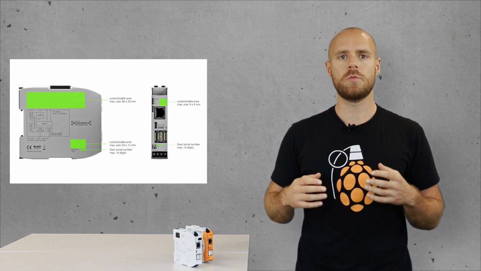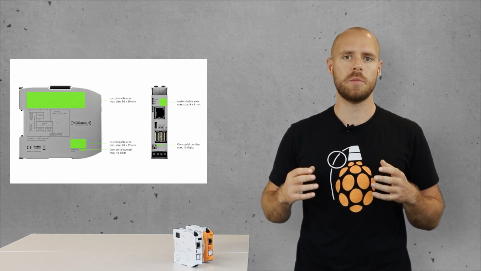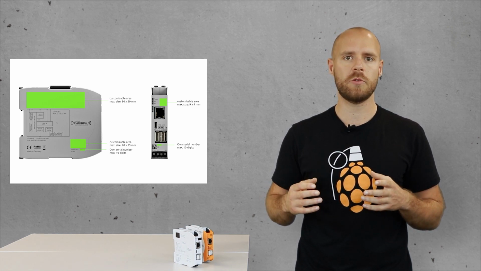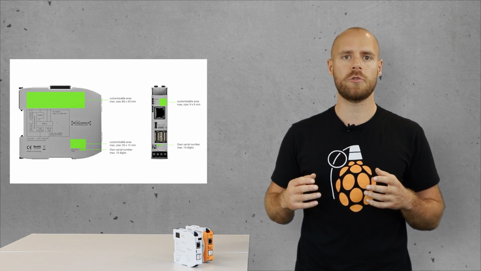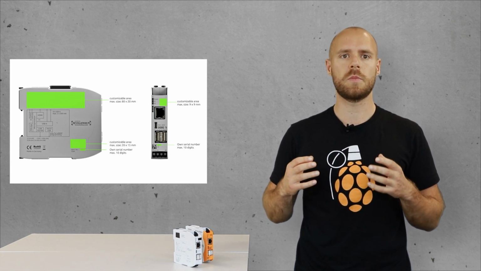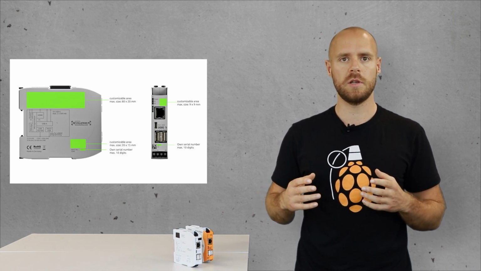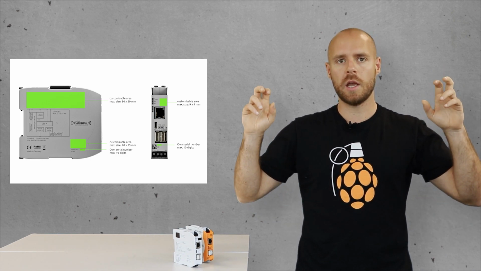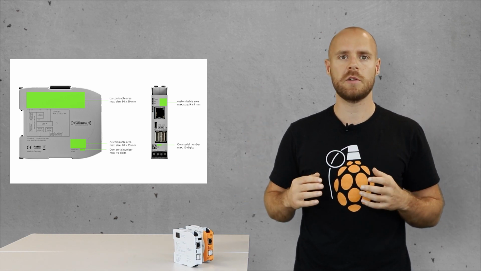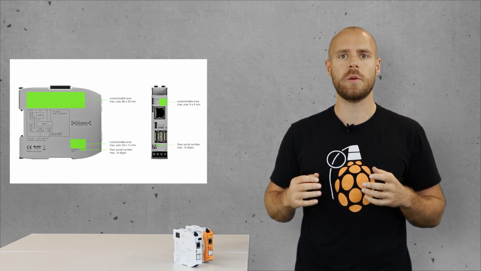Furthermore, due to production requirements, some information such as the data matrix codes or the MAC address must always be displayed on the device. Last but not least, the logo enabled by Revolution Pi is mandatory on every customized Rev Pi base module.